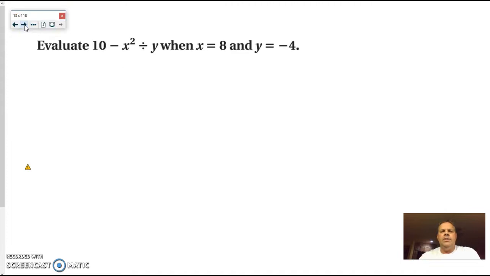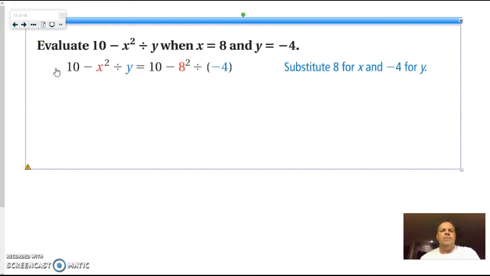Our next example is to evaluate 10 minus x squared divided by y when x equals 8 and y equals negative 4. My first thing that I must do is substitute 8 for x and negative 4 for y. As you can see here, I have put 10 minus 8 squared divided by negative 4.